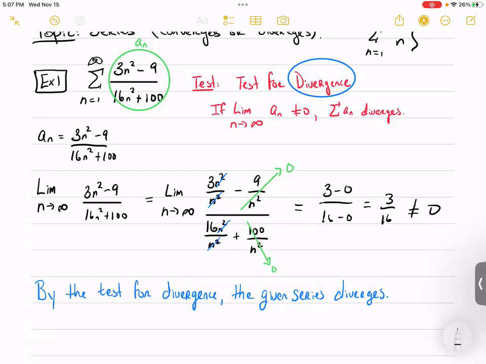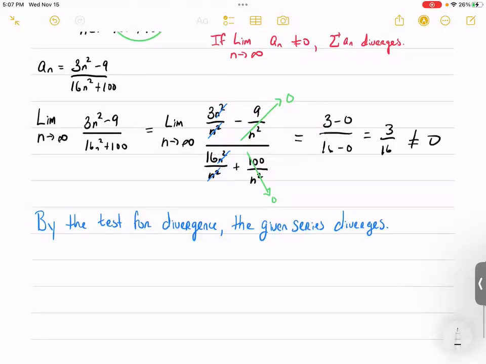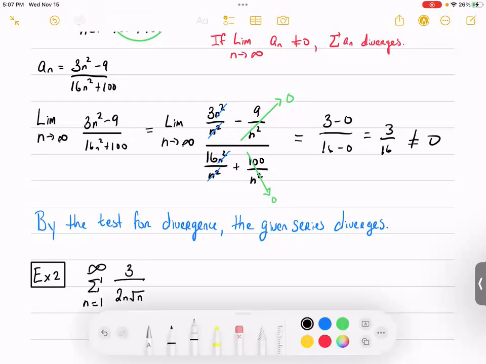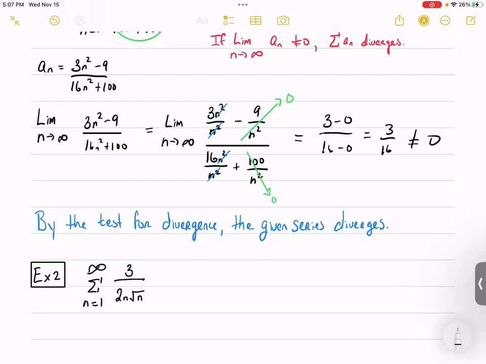All right, let's look at a second example. Example number 2. So we have the series starting from n equals 1 to infinity of 3 over 2n times the square root of n. So to solve this second example, essentially what you need to do is a bunch of rewriting, and then you can apply some tests. So first thing is I could pull out the 3 over 2. So we have 3 over 2 times the series n equals 1 to infinity of 1 over n times square root of n.